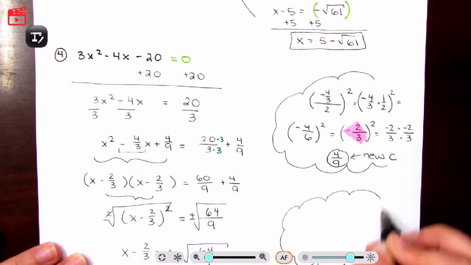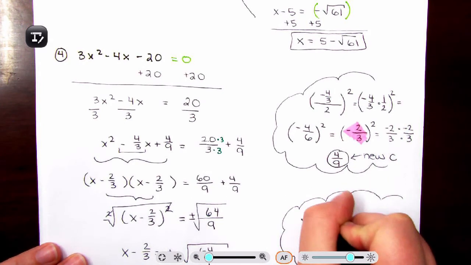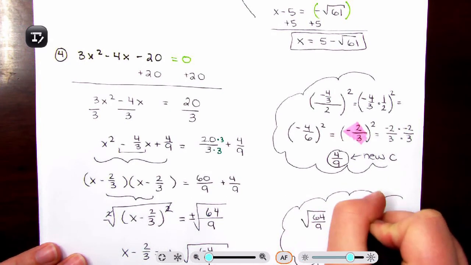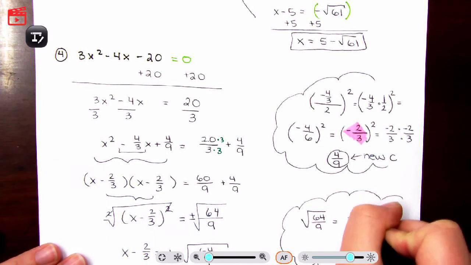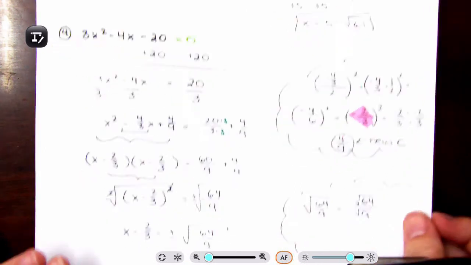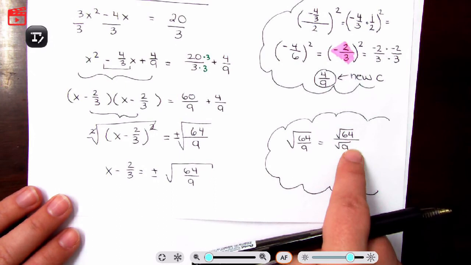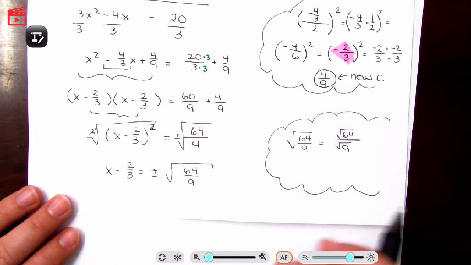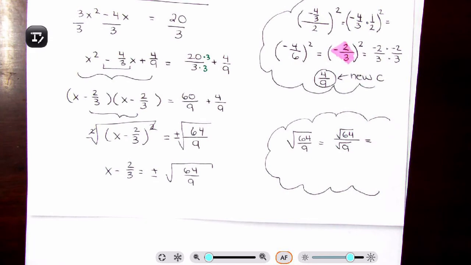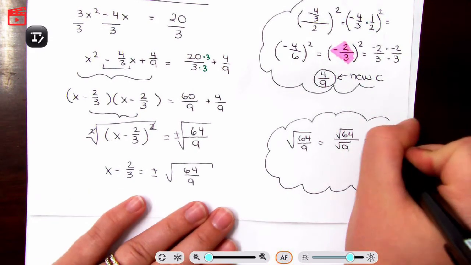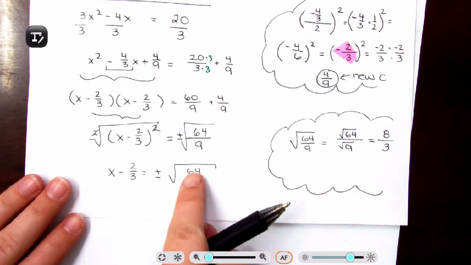Whenever you're doing square roots, you can take the square root of the top numerator and you can take the square root of the bottom denominator separately. So the square root of 64 divided by 9 can be rewritten as 64 square rooted and 9 square rooted. 64 square rooted, 8 times 8 is 64, so that means I can have an 8 here. 9 is 3 times 3, so I can have a 3 here. So we can simplify this further.